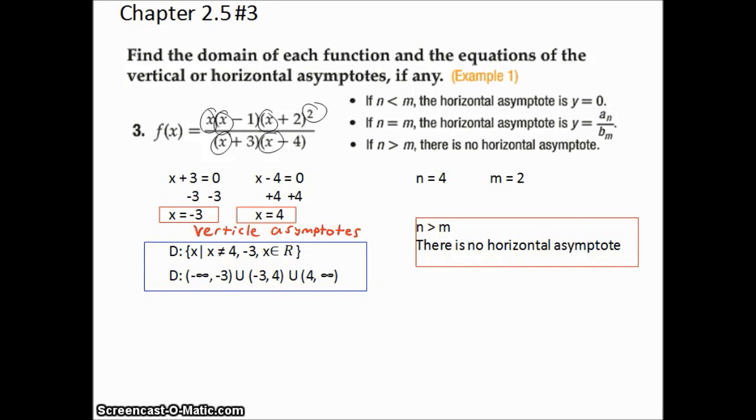Once again, this is how you solve Chapter 2.5, Number 3. I have found the domain of the function, which is x equal to all real numbers except for negative 3 and 4. I have also found the vertical asymptotes of the function, which are x equals negative 3 and x equals 4. I have also discovered that there are no horizontal asymptotes of this function.